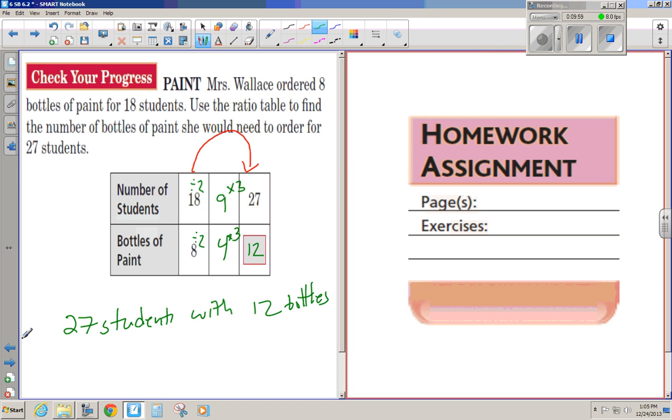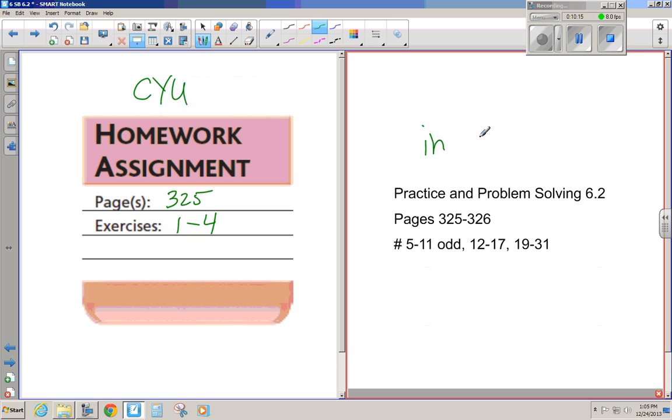All right, so that was ratio tables. Make sure you do all the CYUs, which are on page 325, 1 through 4. And of course, your homework we will do in class. Good luck.